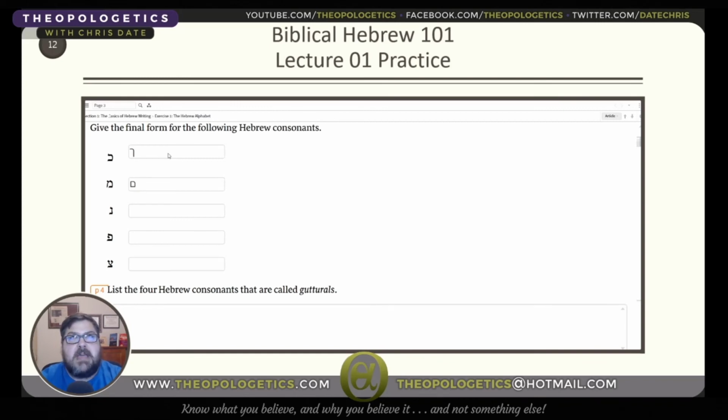The Nun, imagine just the bottom tail of the Nun being folded down so that it extends below the baseline. Another way to think of it is like a Vav that extends down below the baseline, so it looks like that. The Pei, similarly, you can imagine the bottom tail of the Pei being folded down and extending below the baseline. The top looks the same, so it looks like that. The Tzadi is very similar in its final form as well. You just take that bottom part that is folded in half and you unfold it so that it goes down below the baseline. So it looks something like that.